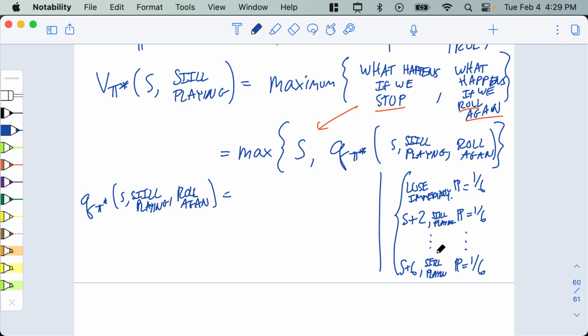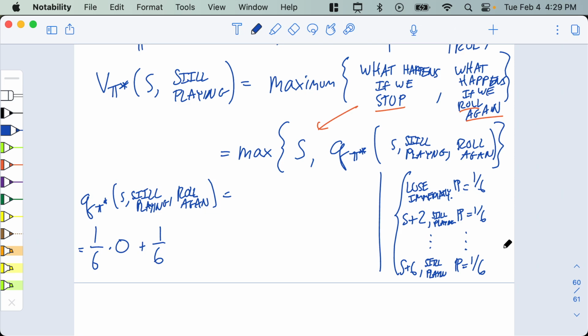The Q function is the average, so you got to average these up. If you lose immediately, you get no points. So what is the Q function? Well, it's a 1/6 times 0 plus 1/6 times the next situation, and so on and so on.